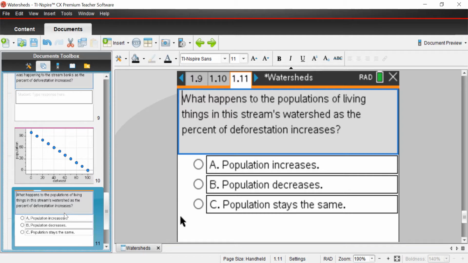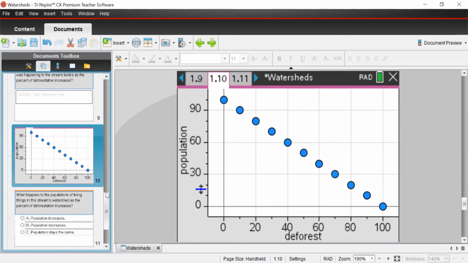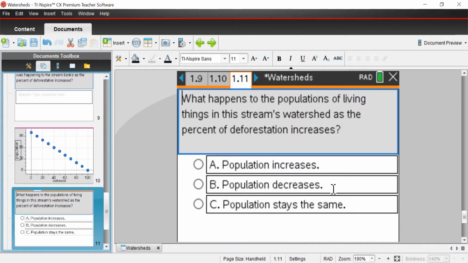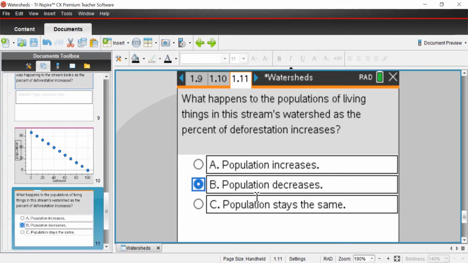Page 11, what happens to the populations of living things in this stream's watershed as a percent of deforestation increases? Well, does the population increase? Well, no, we saw that it's going down, not up. The graph shows that it's decreasing. We also saw that in the simulation. Population decreases. Yeah, that sounds pretty good. And then, or C, population stays the same. It's always important to kind of look at all the answers to make sure you're choosing the best answer anytime you're doing an assessment or answering questions. So in this case, B is the best answer. The population decreases.